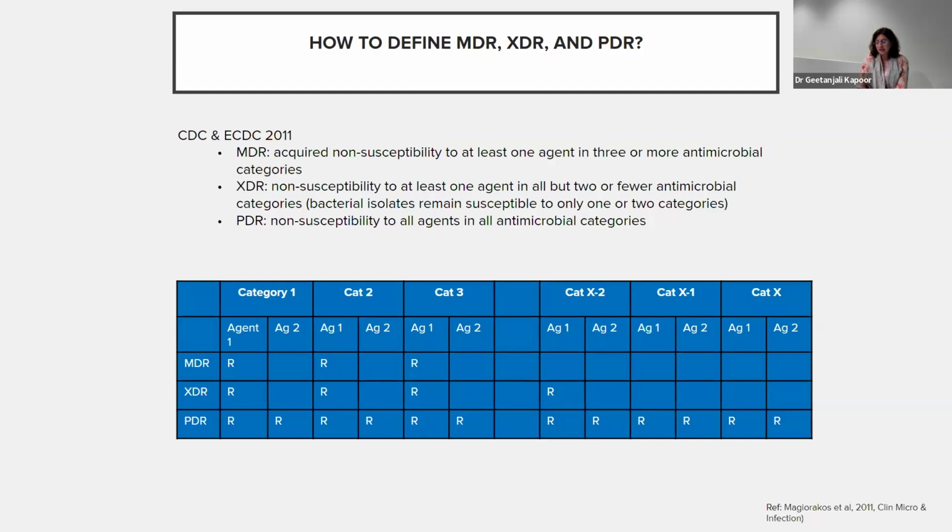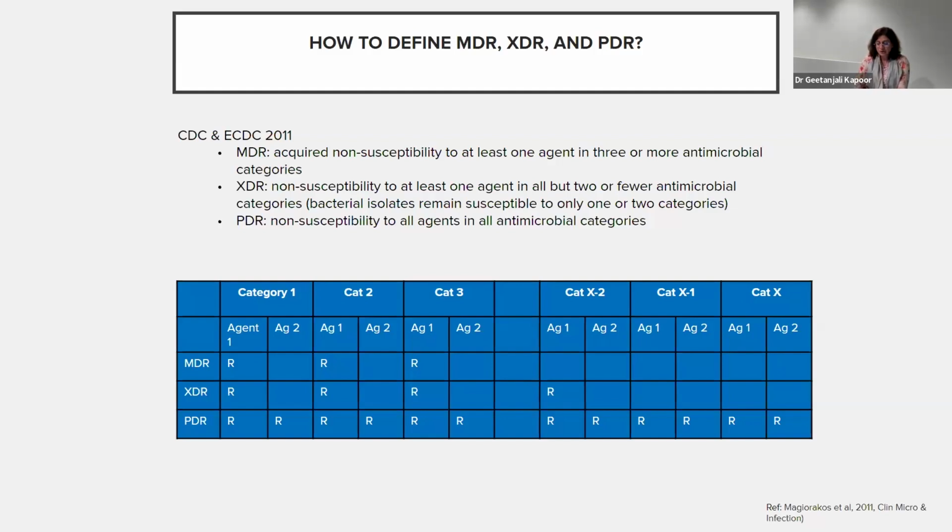And then each category will have different antimicrobials or agents. For example, let's say category 1 is macrolides. So agent 1 could be erythromycin, agent 2 could be some other macrolide. Likewise, we have these different kinds of antimicrobial categories and their specific drugs. So that's about the columns. And then we have the rows. We have the MDR, XDR, and PDR. These are the ones which we typically talk about these days.